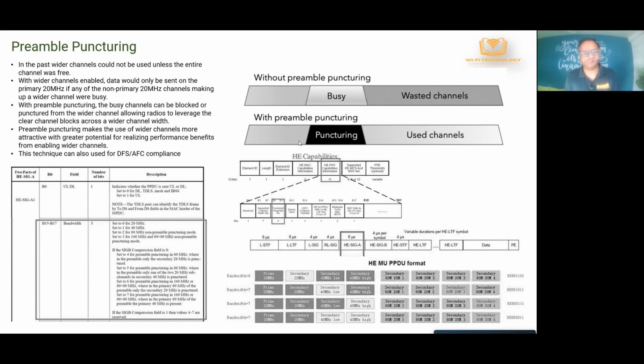Okay. This can also be very useful when you are complying with DFS and AFC requirements. So let's say you are operating in a wide channel in the 5 gigahertz band, and you see DFS interference in only a 20 megahertz piece of that. Rather than moving off of the channel completely, you can puncture that 20 megahertz and still transmit over the remaining 60 megahertz. And we can do similar things for AFC. Again, this improves the efficient use of the spectrum that is available.